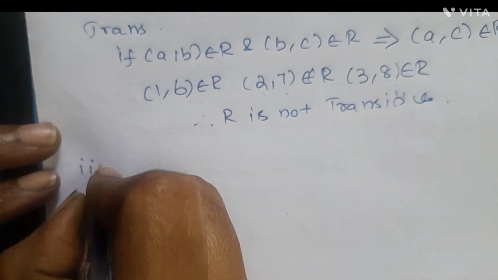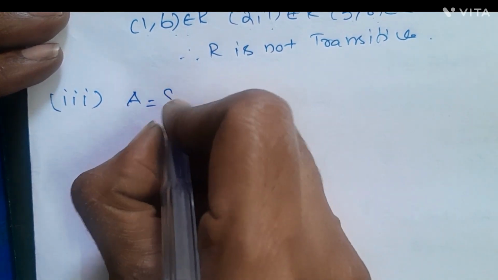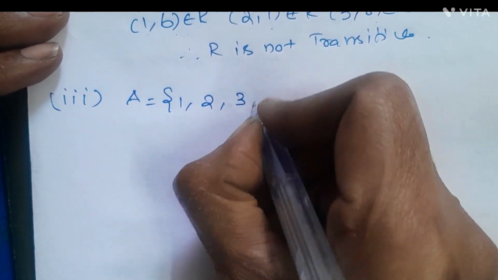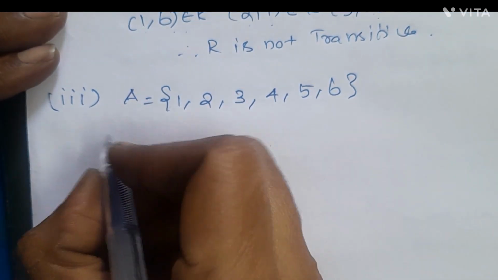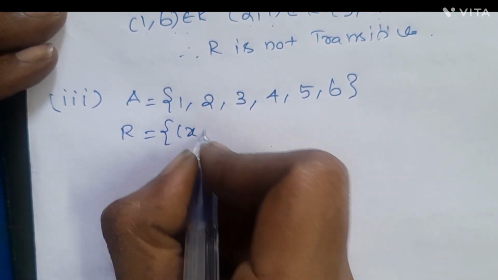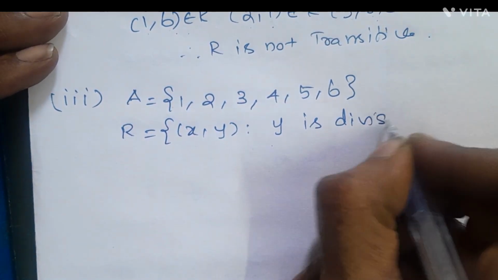Third subdivision, A is equal to 1, 2, 3, 4, 5, 6. The given set is A and the relation R equal to ordered pairs (x, y) such that y is divisible by x.